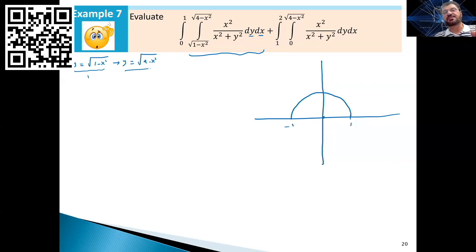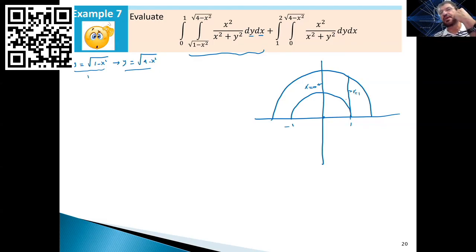And this one is a circle of radius 2, but the upper part. So y is from here to here, guys. It's this upper circle. But x is only from 0 to 1. So where is my region? Look at this. X from 0. This one is x equals 0. And this one, x equals 1, isn't it?